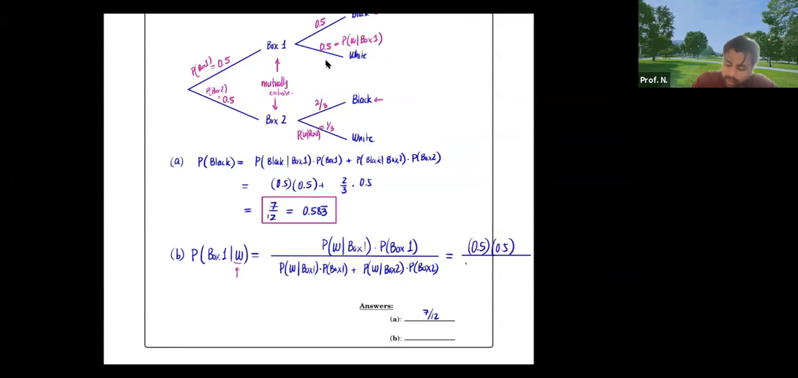In the denominator, we get 0.5 multiplied by 0.5 again, because I'm looking at these things. And then I'm adding the probability that it's white given that it's from box 2, which is a third. And then the probability that it's box 2 is 0.5.